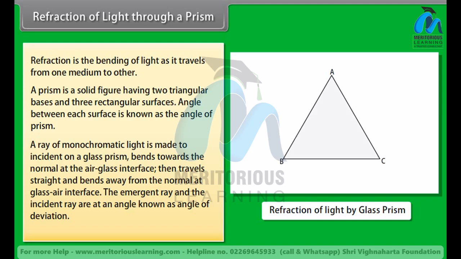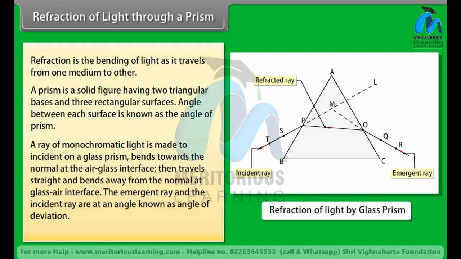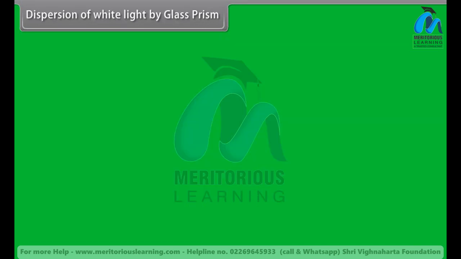A ray of monochromatic light incident on a glass prism bends towards the normal at the air-glass interface, then travels straight and bends away from the normal at the glass-air interface. The emergent ray and the incident ray are at an angle known as the angle of deviation.